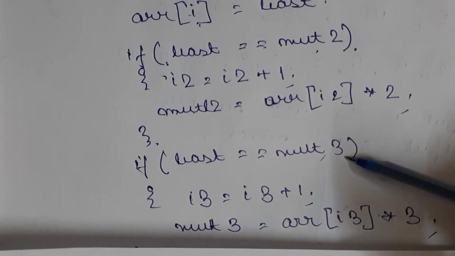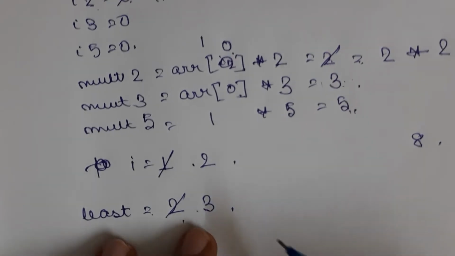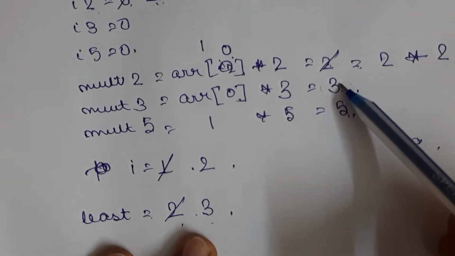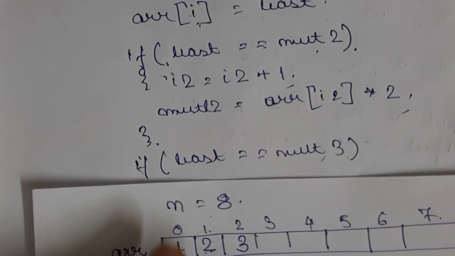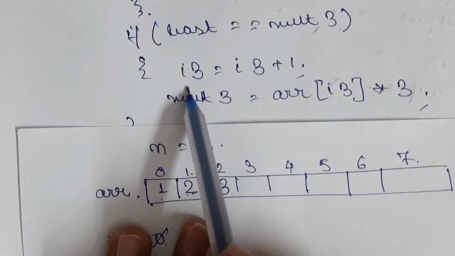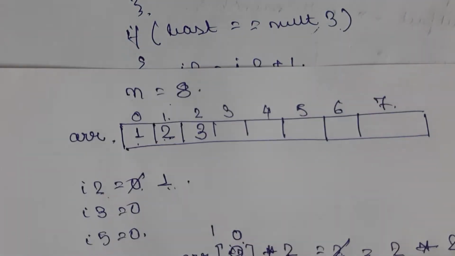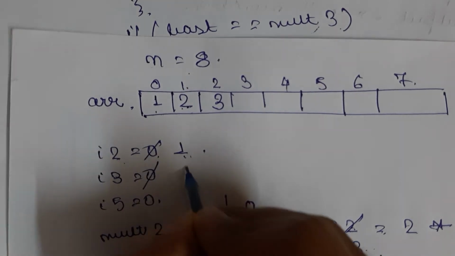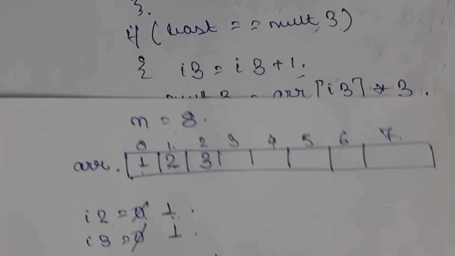If least value equals mult of 3, the least value is 3 and mult of 3 is also 3. Now it will increment the I3th value. I3 is equal to I3 plus 1, right? So I3 is now 0, it will be incremented to 1.